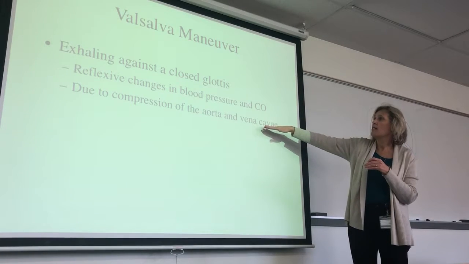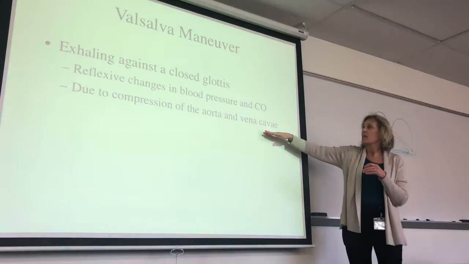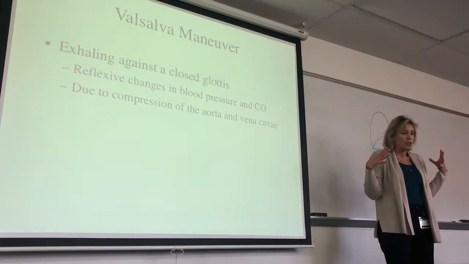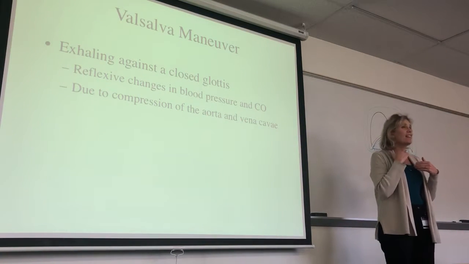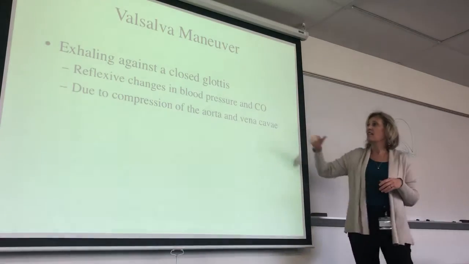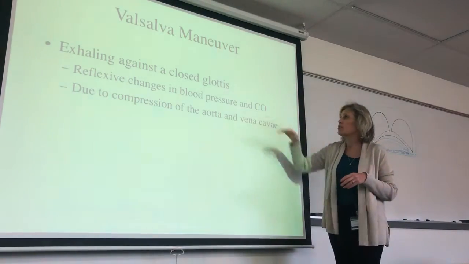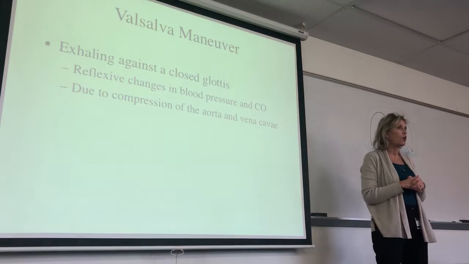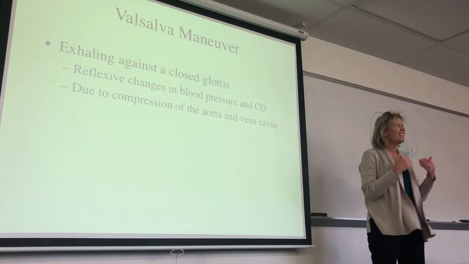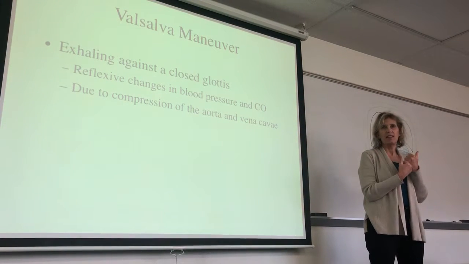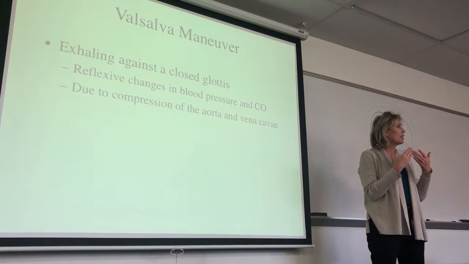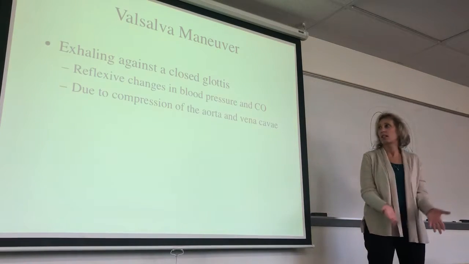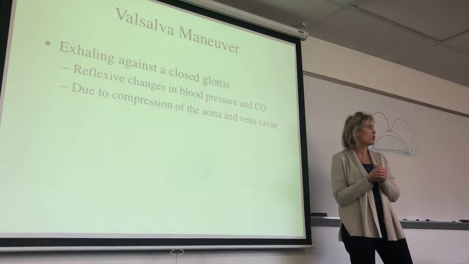That will compress the aorta and the vena cava when you're straining against a closed glottis. And that will also cause some reflexive changes in the blood pressure and your cardiac output. Okay? It's kind of like you're squeezing on that vagus nerve, and it's going to stimulate a parasympathetic response. You're going to get a decreased cardiac output, and you're going to get a decrease in your blood pressure. Okay?